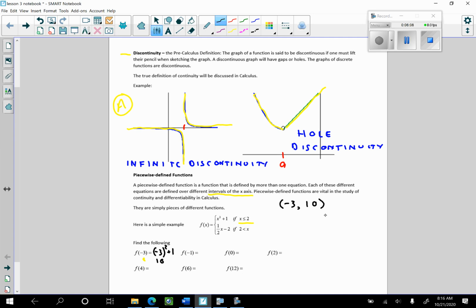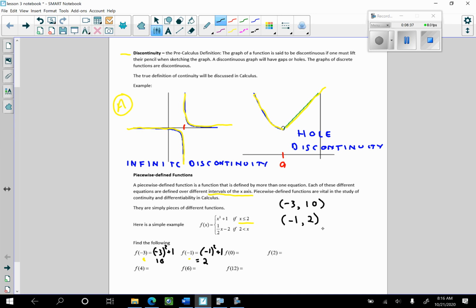F of negative 1. And then I have to figure out where in the world negative 1 is. Well, negative 1 is less than 2 as well. So I'm going to use the top piece to evaluate f of negative 1. And f of negative 1 is going to be negative 1 squared plus 1. And that's going to be 2. And that's going to give us the point negative 1 comma 2.